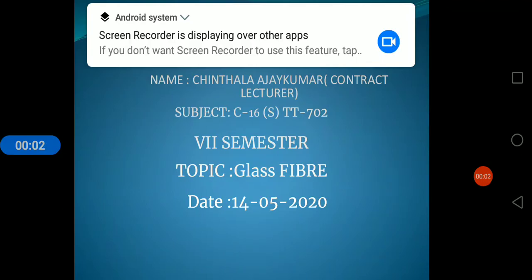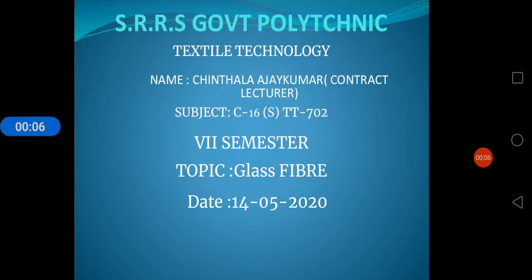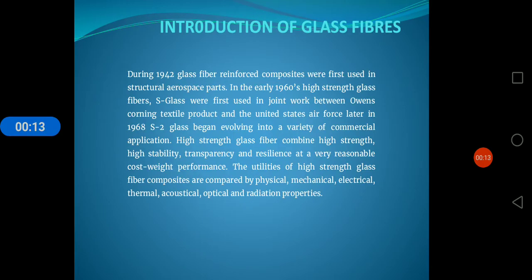Glass fiber composites were introduced in 1942. Glass fiber reinforced composites were first used in structural aerospace parts.